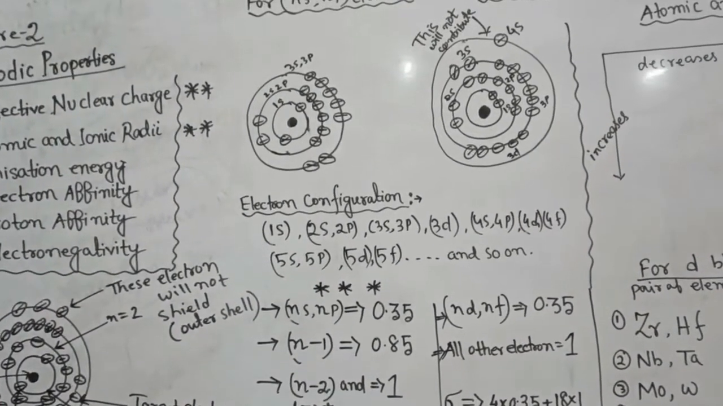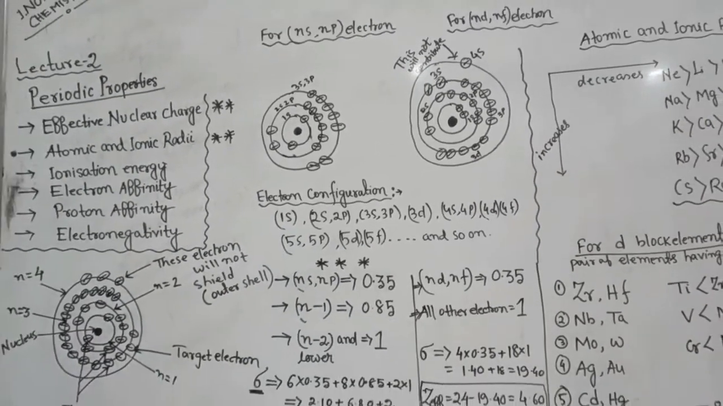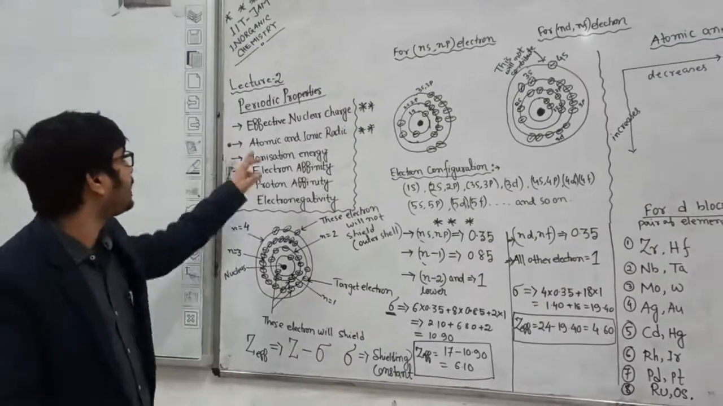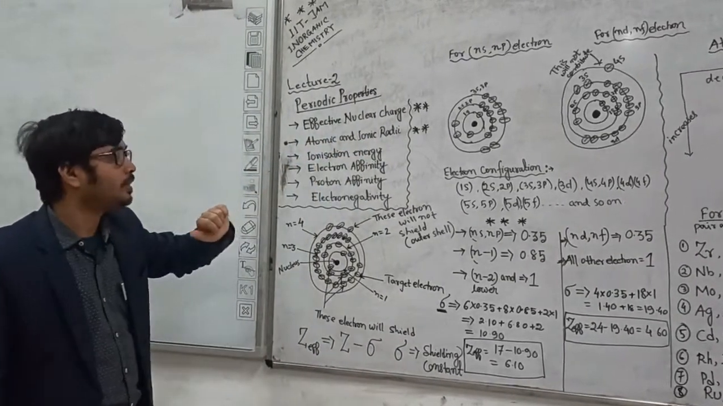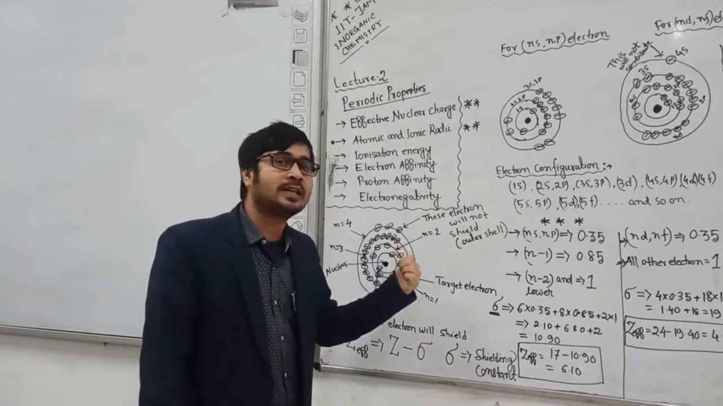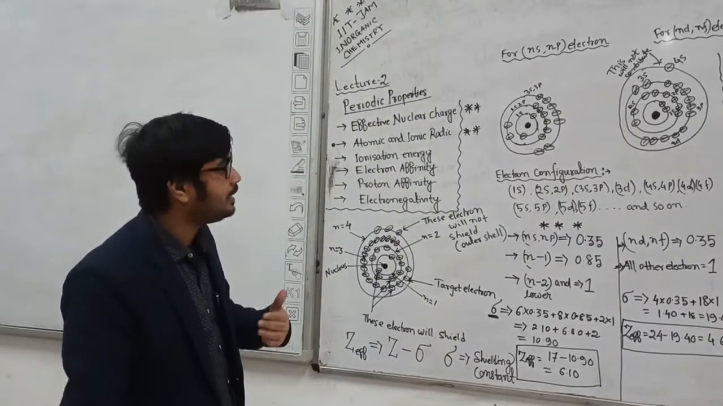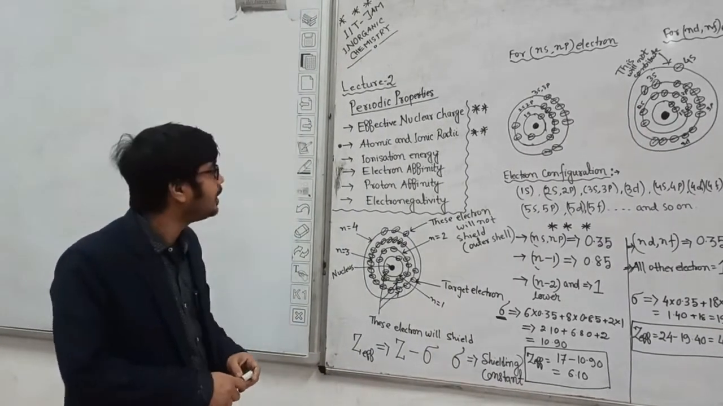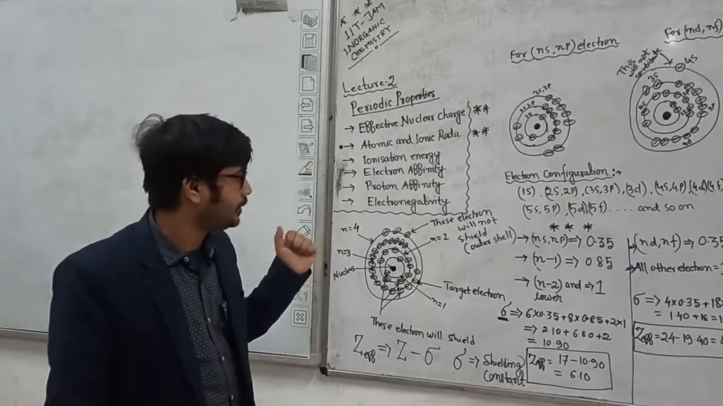So that's how the Z effective helps to calculate many properties. It helps to understand ionization energy. It helps to understand atomic and ionic radii. Z effective is also very important to understand electronegativity. That's why it has lots of applications, and in the upcoming lectures I will discuss many applications of Z effective when I discuss ionization energy, electron affinity and electronegativity.